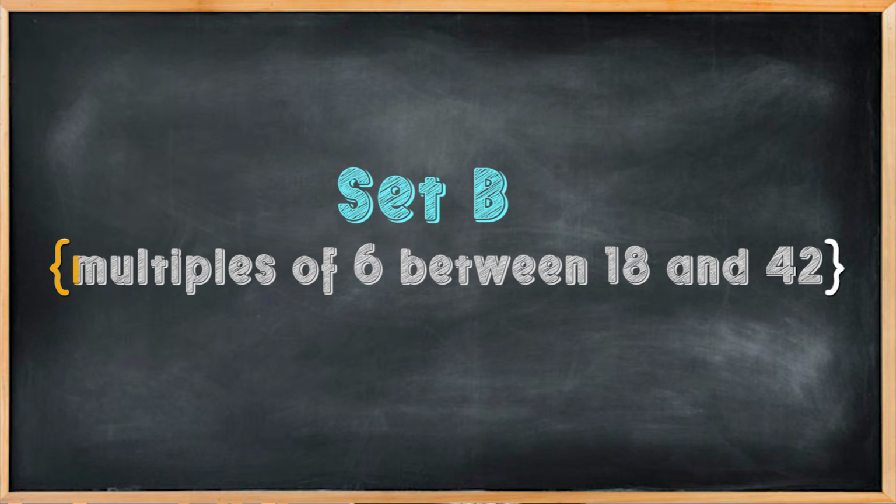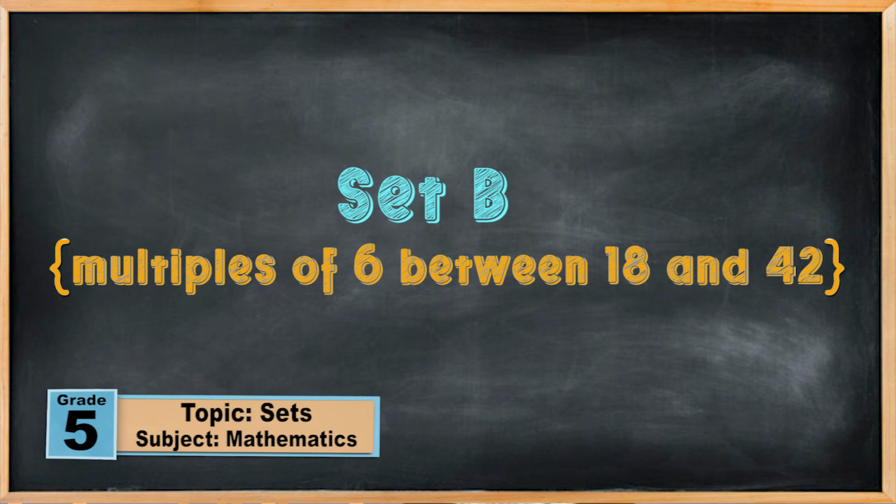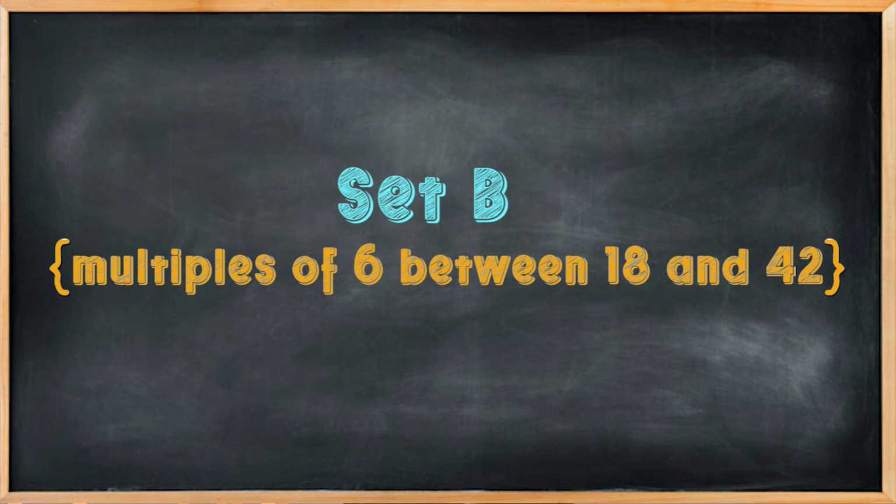Let's do another one, children. Set B equals multiples of 6 between 18 and 42. Again, multiples of 6 between 18 and 42. So what are the members of set B? Remember, we are listing these members using curly brackets.